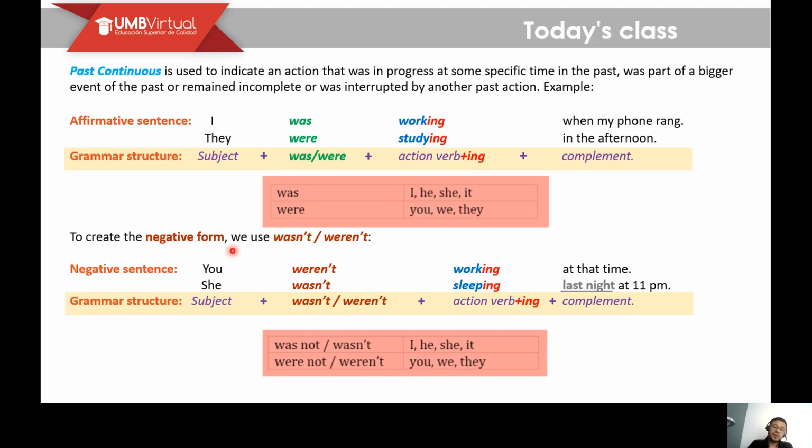For the negative form, we are going to apply the negation directly to the auxiliary to be in past. You say weren't or wasn't. Or you can say were not or was not, like in here. Once again, according to the pronoun that you have.